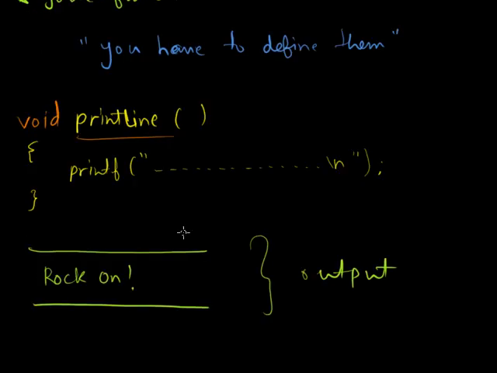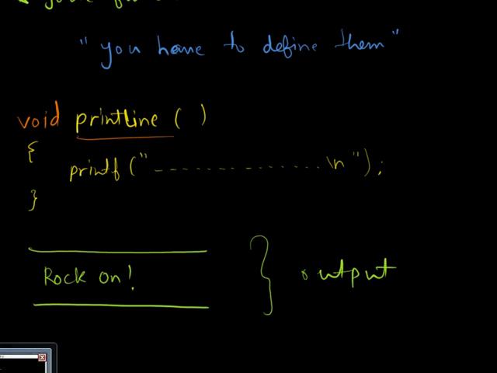So starting off with #include stdio.h, standard input output header. Then we have void main, right? And in main, what we are doing is we are first printing a line, then printing rock on, then printing another line. So we have our function void printline.